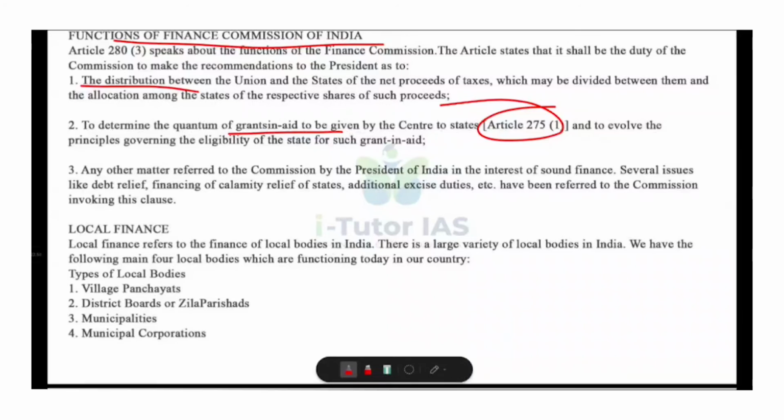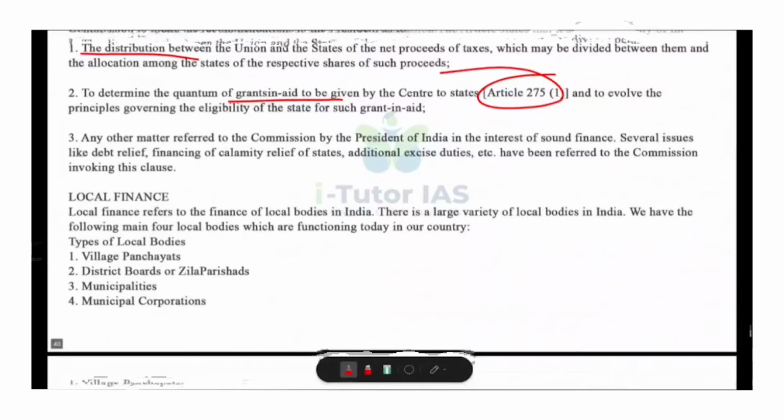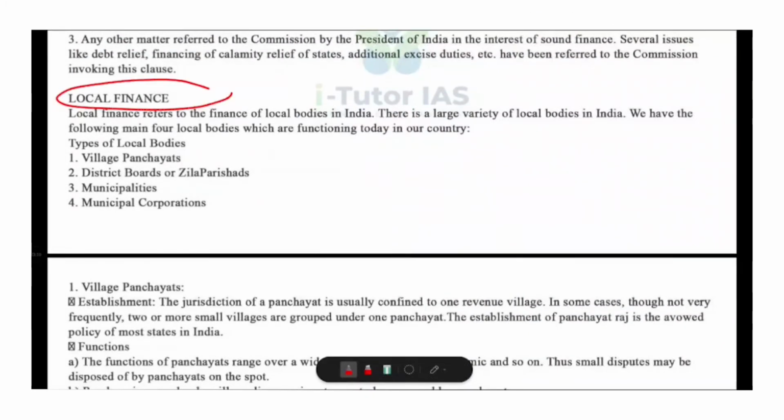For example, debt relief for states, financing of disaster relief, distribution of additional excise duties, or any other financial issues requiring expert recommendation. Okay. Now, local finance.